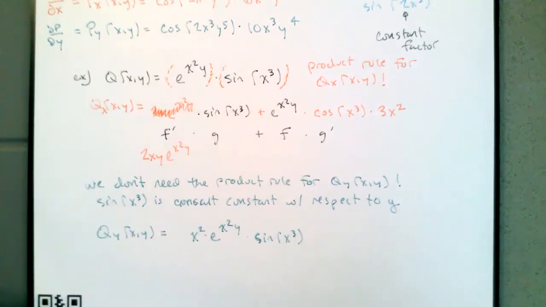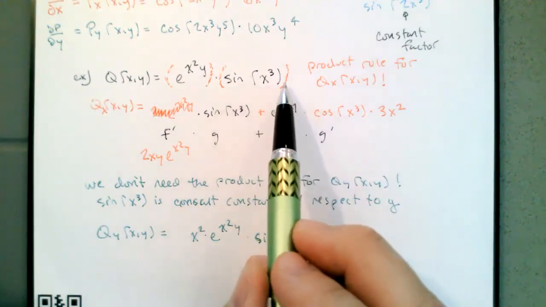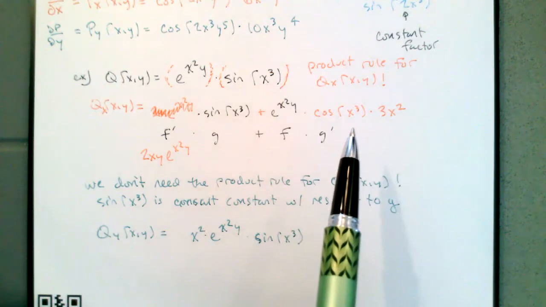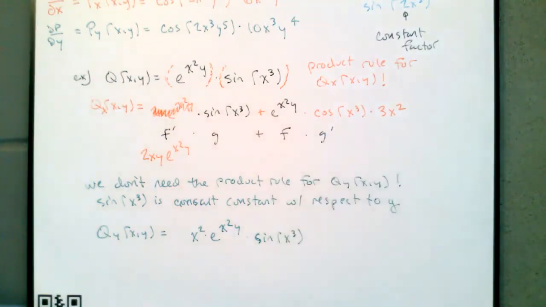If you took the derivative of sine of x cubed with respect to y, the derivative of sine of something is cosine of that thing times the derivative of the thing. So we would write cosine of x cubed times 0, because the derivative of x cubed with respect to y is 0. And that's why that second term would drop out. We don't need to write fg prime.